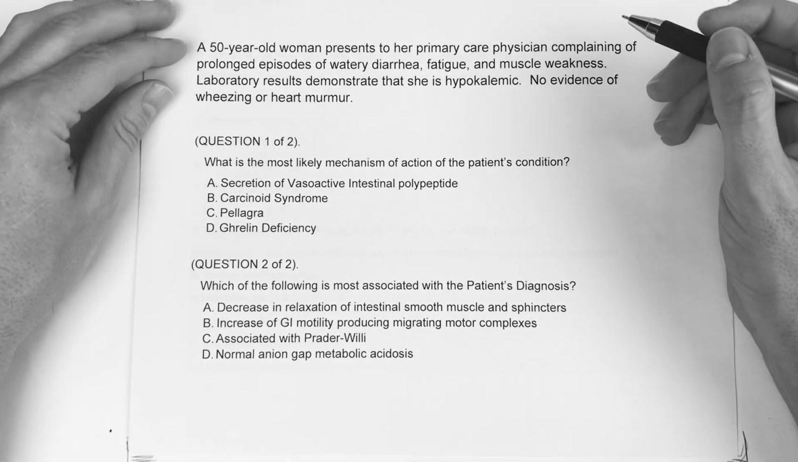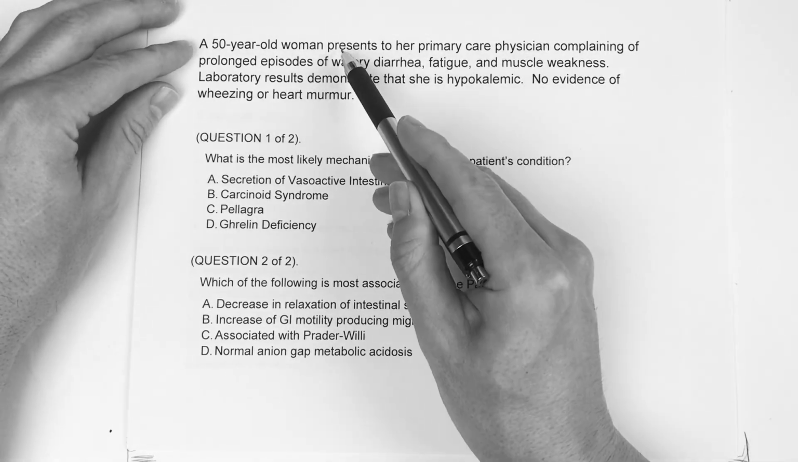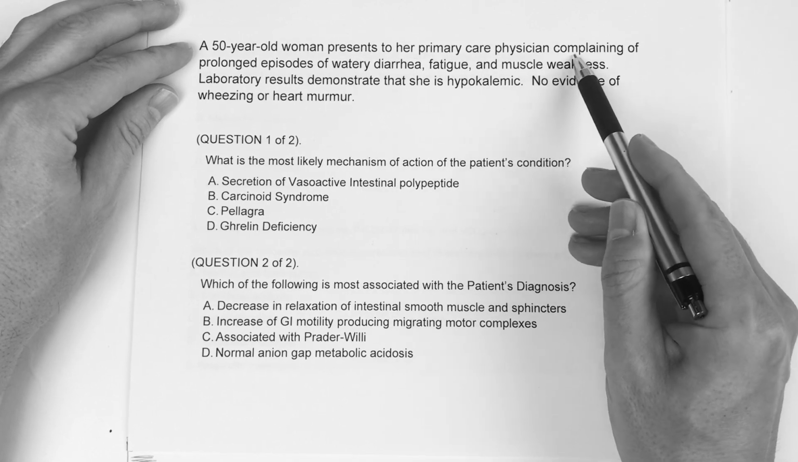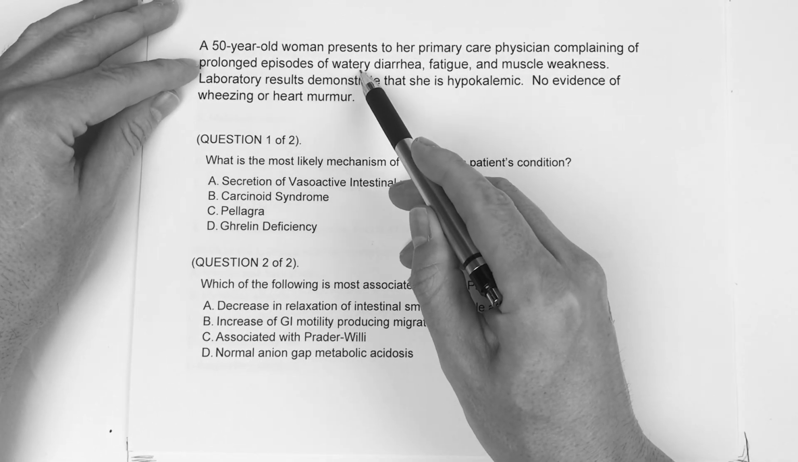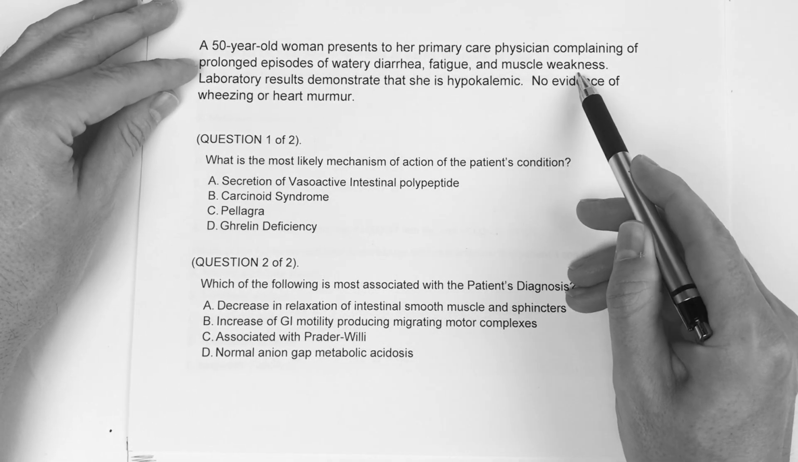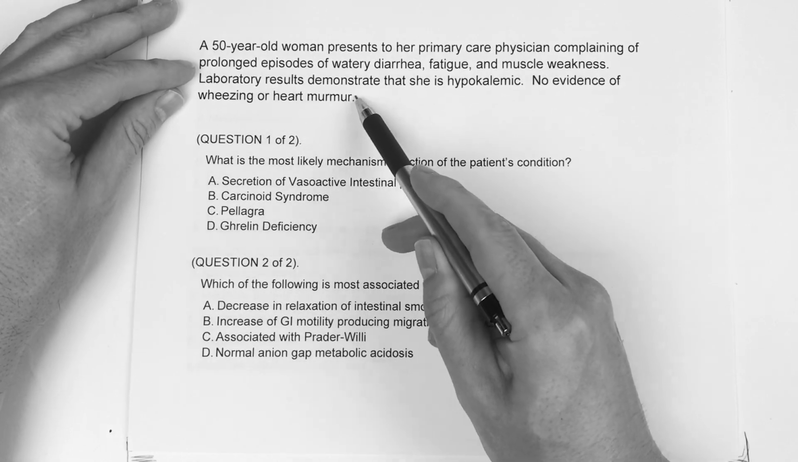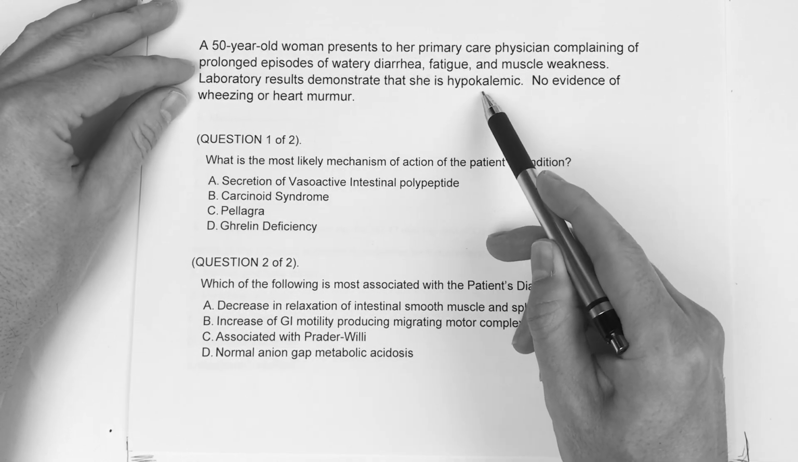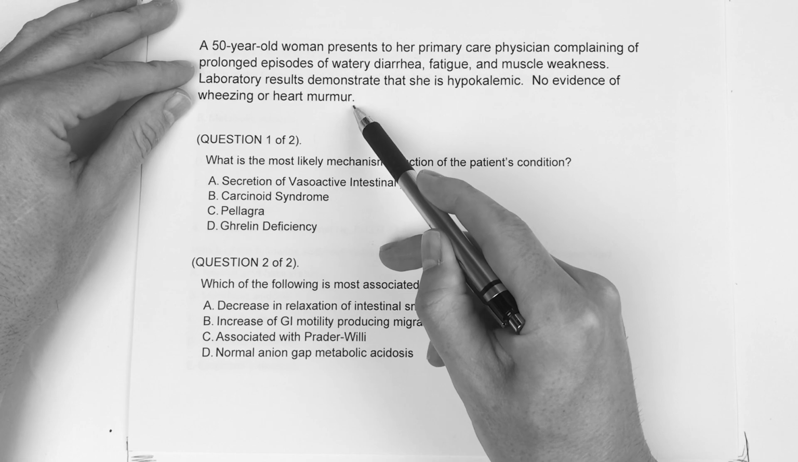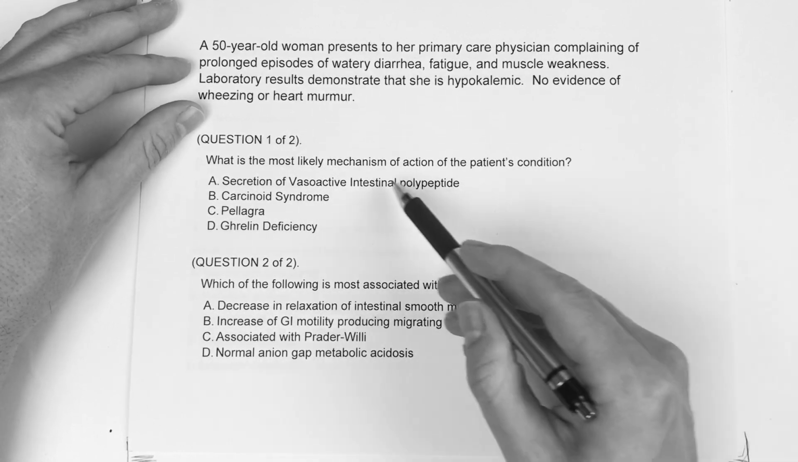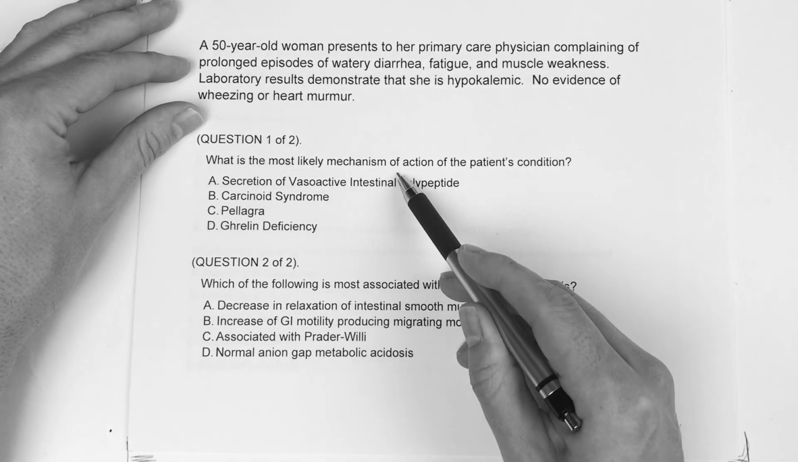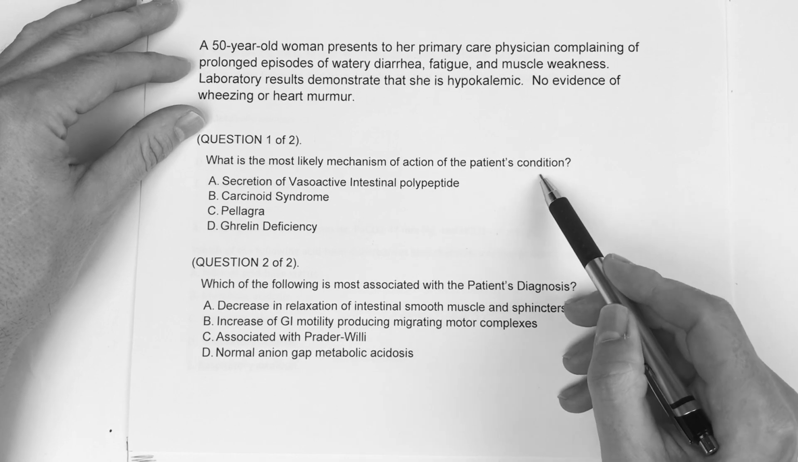Alright guys, so here's the question. It says, a 50-year-old woman presents to her primary care physician complaining of prolonged episodes of watery diarrhea, fatigue, and muscle weakness. Laboratory results demonstrate that she is hypokalemic. No evidence of wheezing or heart murmur. And so we got two questions here. It says, what is the most likely mechanism of action of the patient's condition?